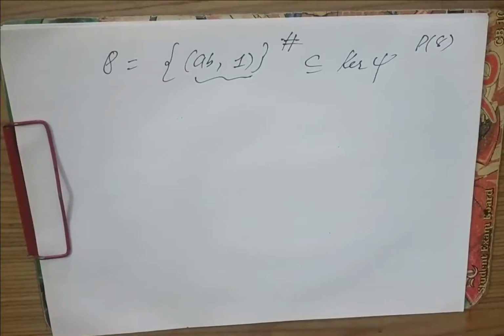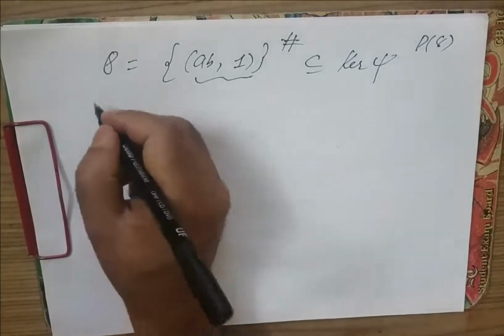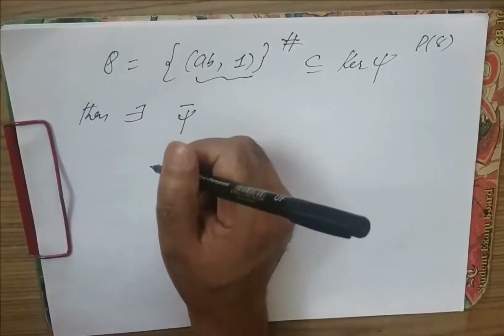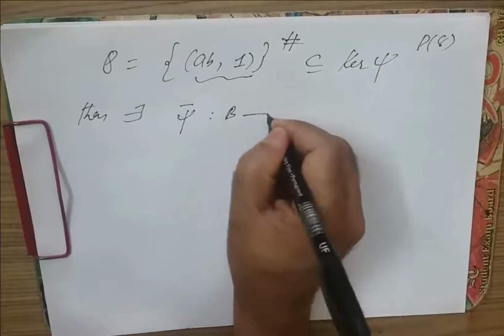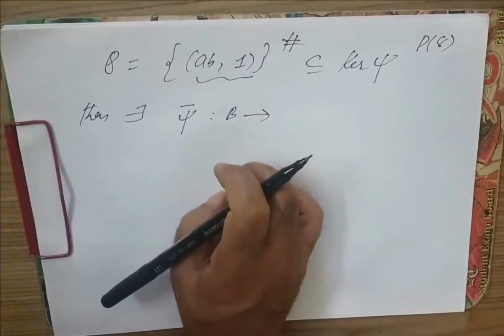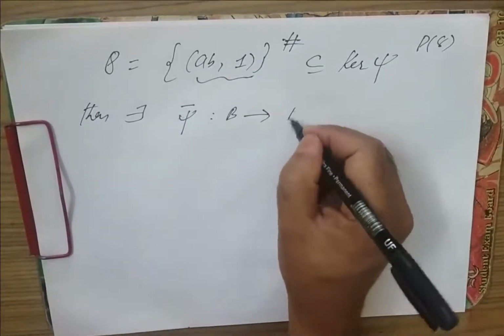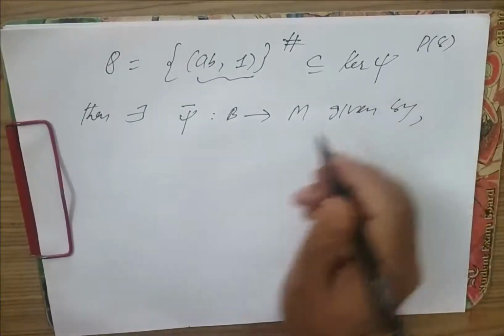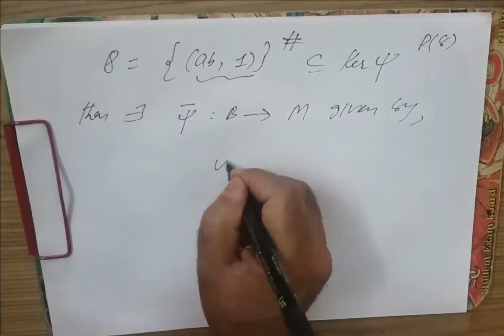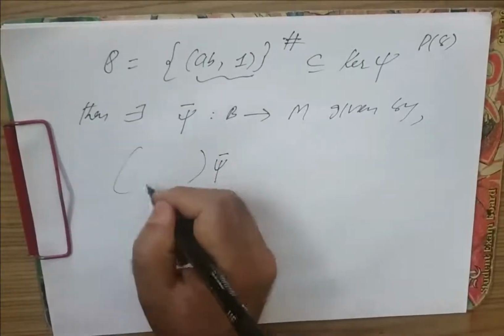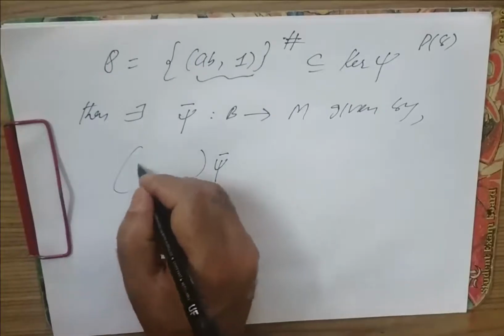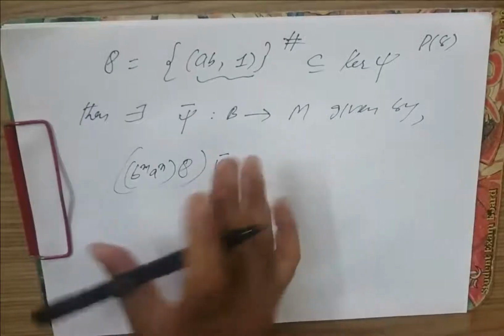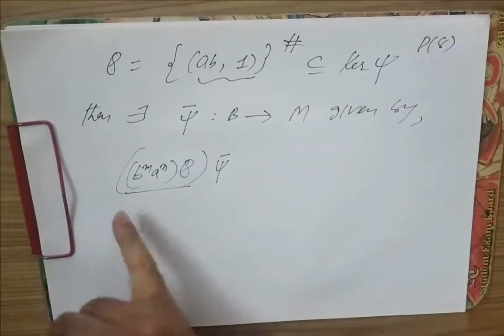So again, by the same theorem, there exists psi bar from B, the quotient semigroup, to M, which is given by, as we already defined, psi tilde of any rho class. What are those rho classes? They are actually B^M A^N of rho. The rho classes are only these elements. Now we need to show that they are all distinct.